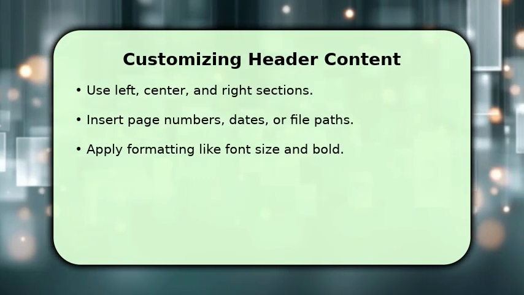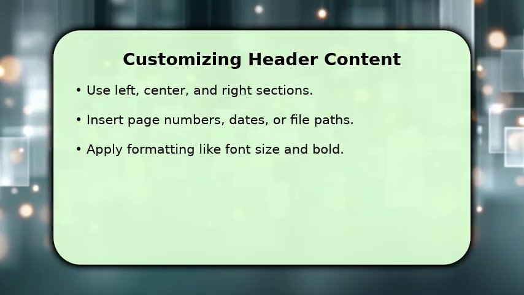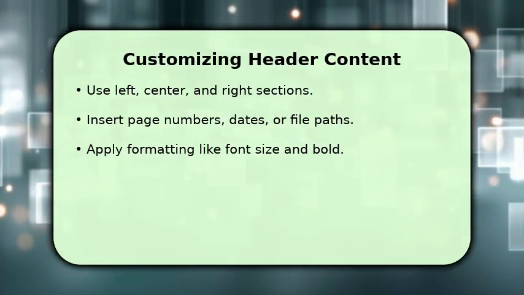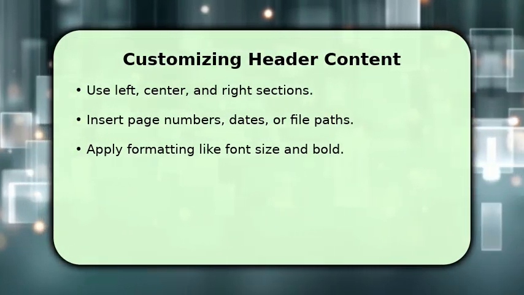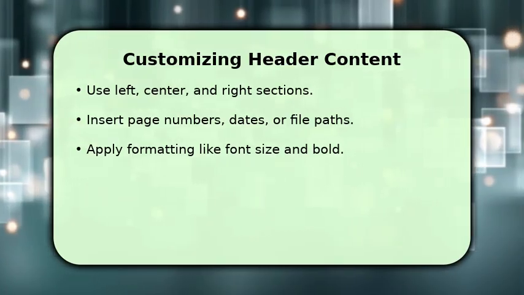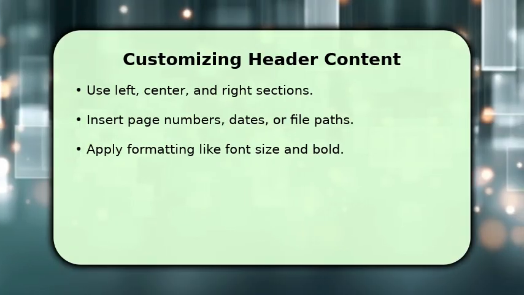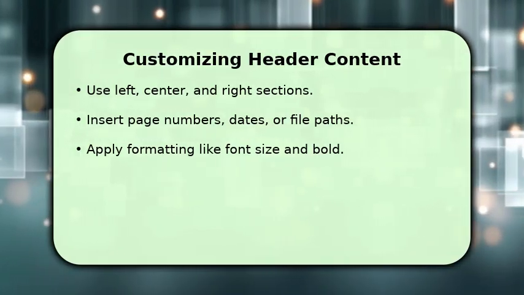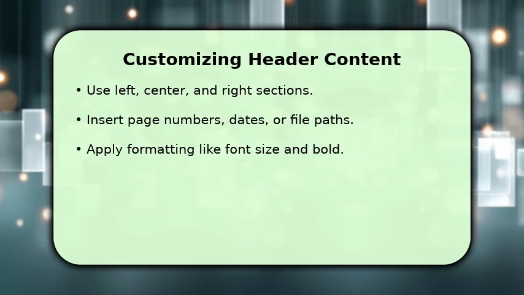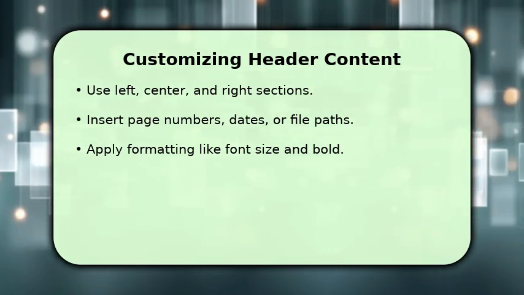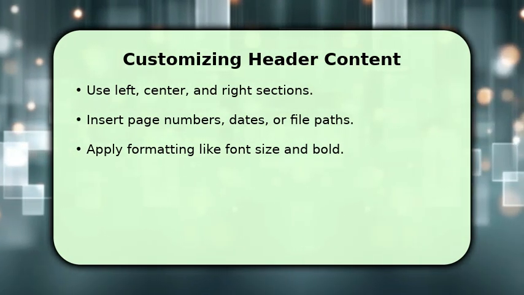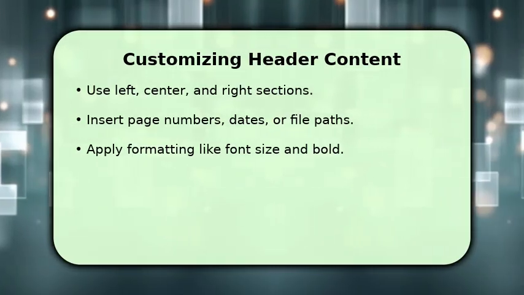In the Custom Header window, you have three sections: left, center, and right. You can type text directly or use the provided buttons to insert dynamic elements. For example, you can add the current date, page number, or even the file path. You can also format your text, changing the font, size, or making it bold. This allows for great flexibility.